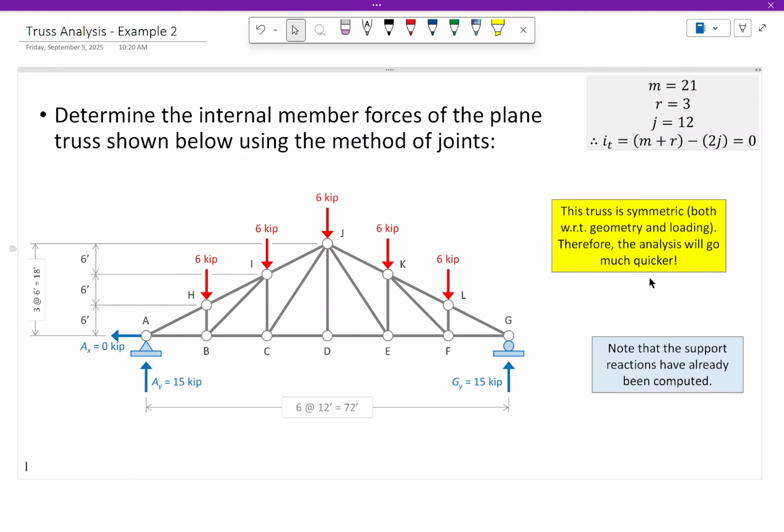So let's start off with AH. So AH, we go over 12, up 6. Does everybody see that? So that means this is going to be a 1 to 2. Is that okay? All right. So if that's the case, tell me what's going on with HI.